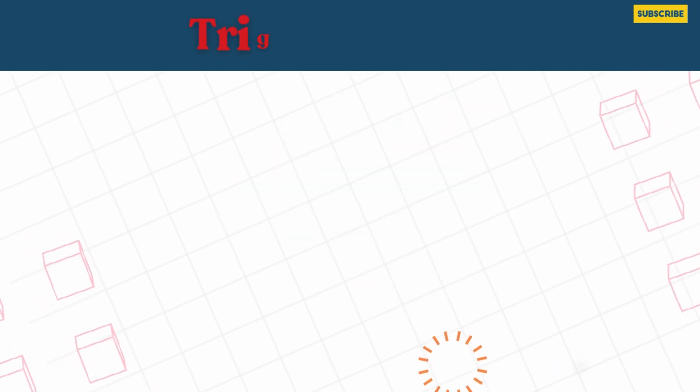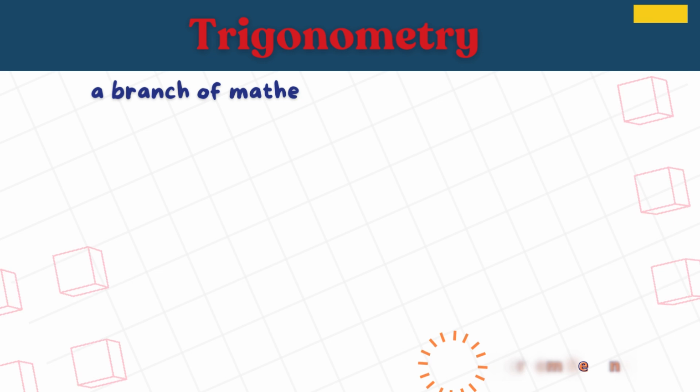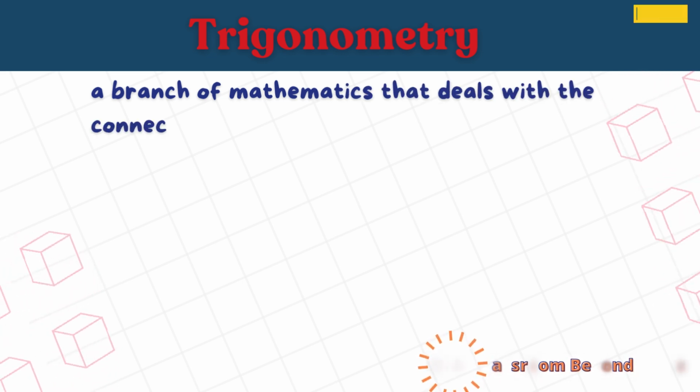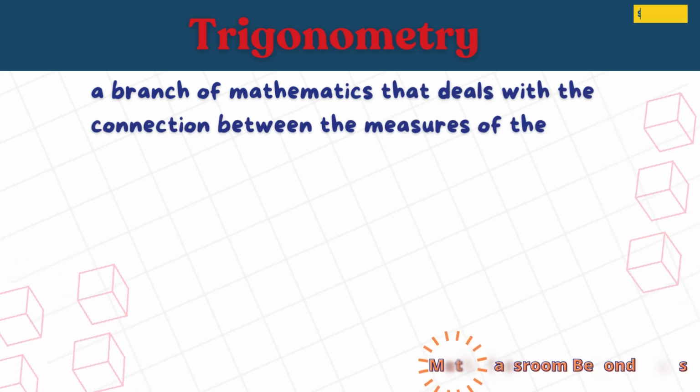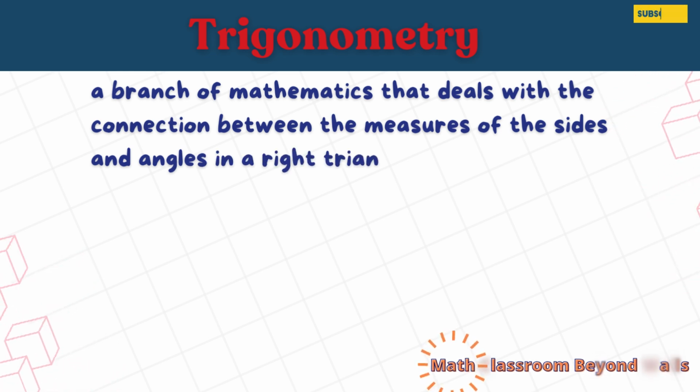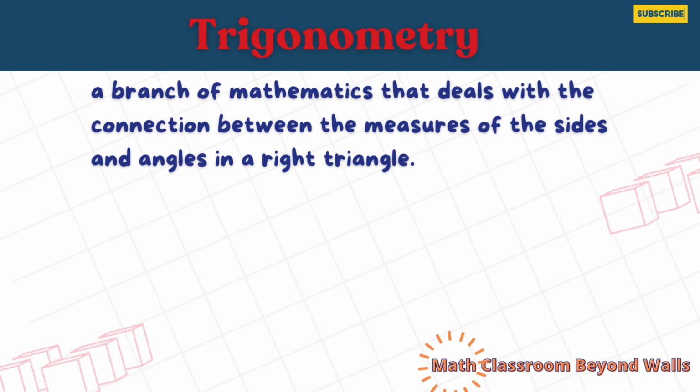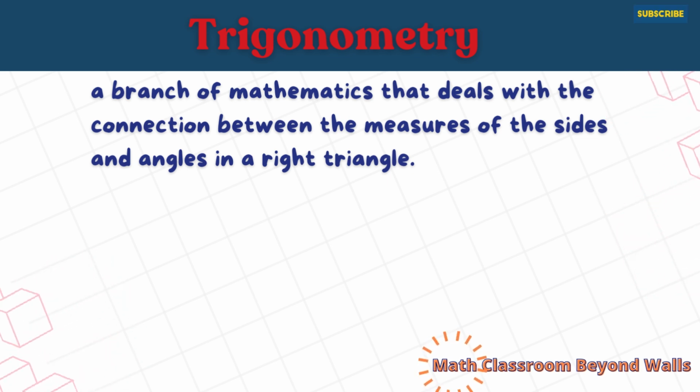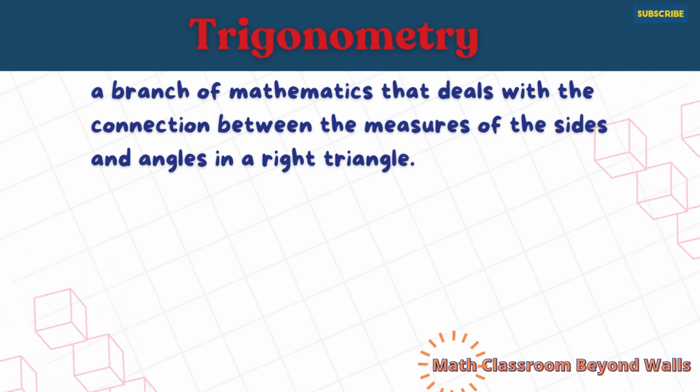Recall that trigonometry is a branch of mathematics that deals with the connections between the measures of the sides and angles in a right triangle. These connections are expressed in the following trigonometric ratios.